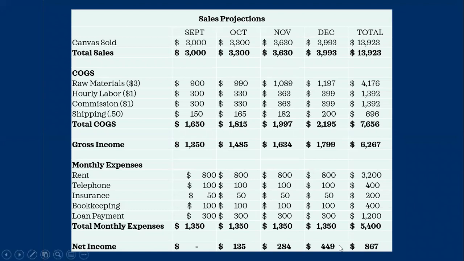We already know the raw materials for that month. We did this already. So that's 1,650. And we also know the monthly expenses, which is 1,350. When we do this, we know that our net income is zero. We don't make a profit, okay? So that's one thing that you should be able to do right away.